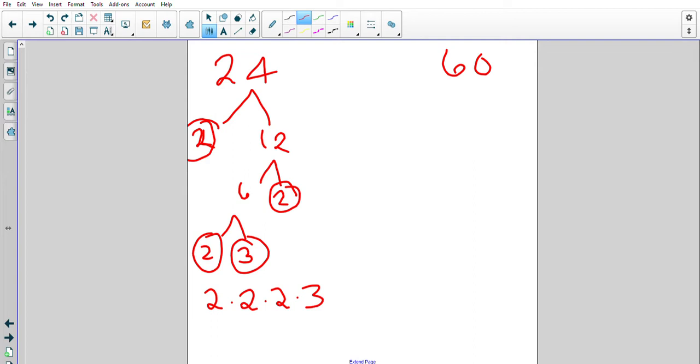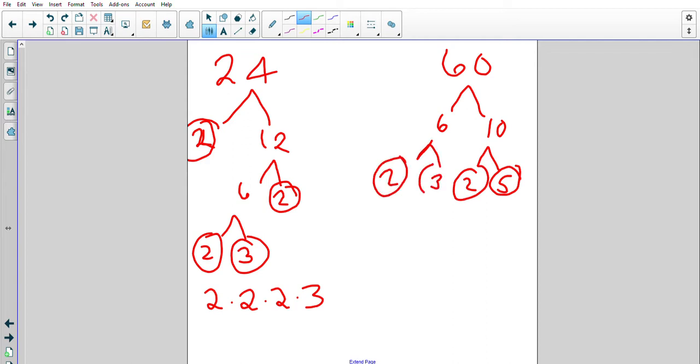So then for 60, what we're going to do is break it down. My brain works in powers of 10, so I'm going to do 6 times 10. Both of those are composite, so I can break down 10 into a factor pair of 2 and 5, both prime. And 6, I can do 2 and 3. Now, let's write the prime factorization of that one. I have 2 times 2 times 3 times 5.